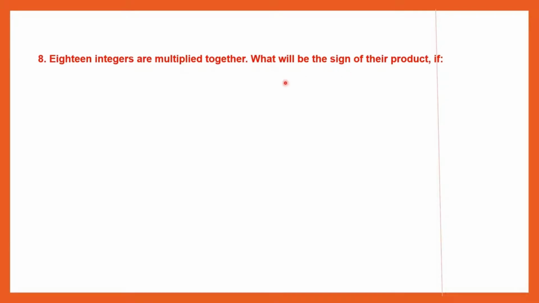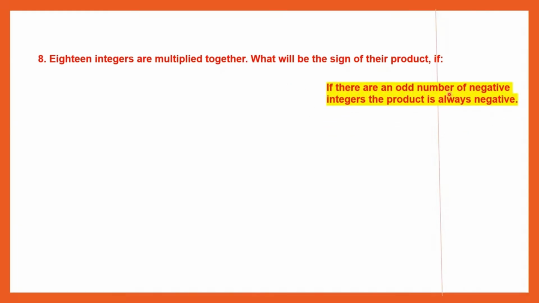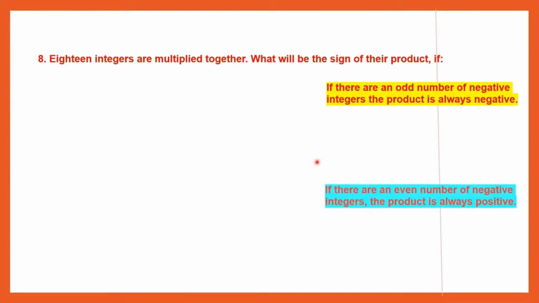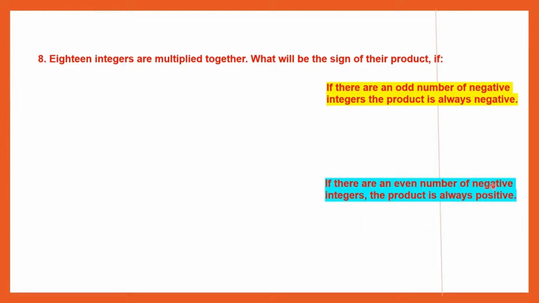So let's just go through the previous properties that we learned. If there are an odd number of negative integers, the product will be negative. The sign will be minus. So the sign will be minus if there are an odd number of negative integers. If there are an even number of negative integers, the product is positive. So keeping this in mind, let's work out.